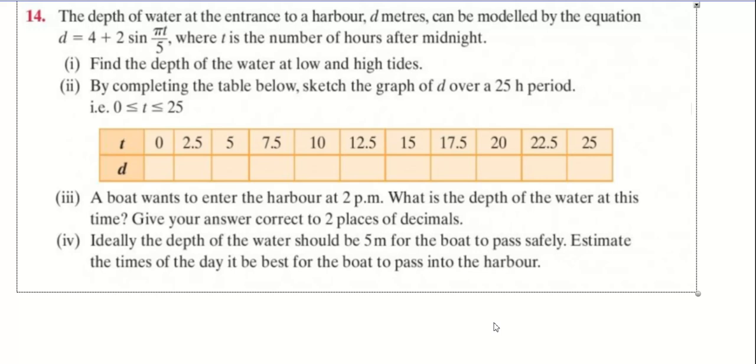The harbour depth d meters can be modelled by the following equation, right? So do you know what I'm thinking straight away? I'm thinking table function with radians, and I'm going to figure out what the depths are at different times. Interval of 2.5. Why am I getting interval of 2.5? Do you notice they're going up in 2.5s?